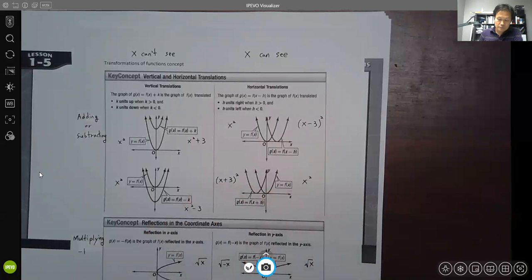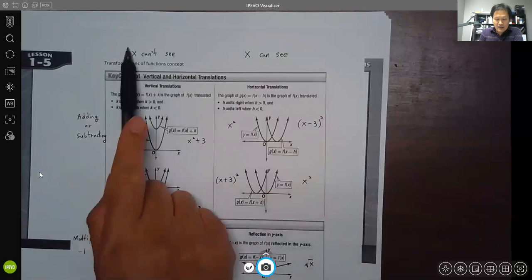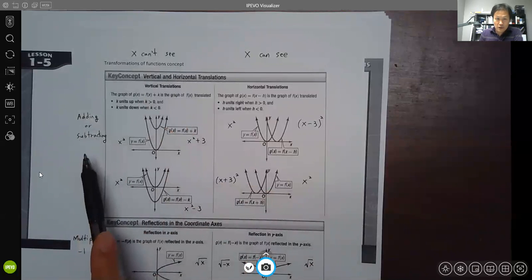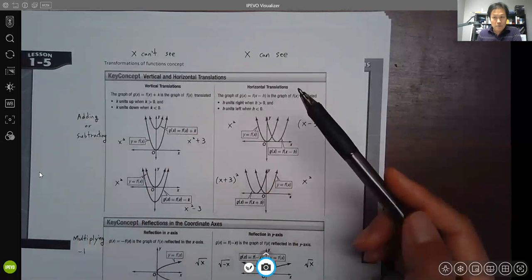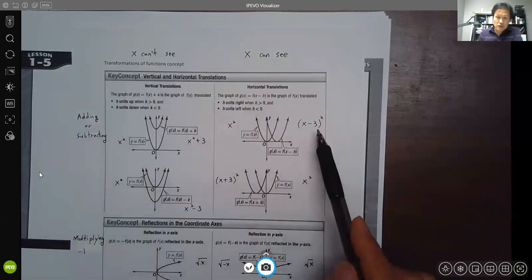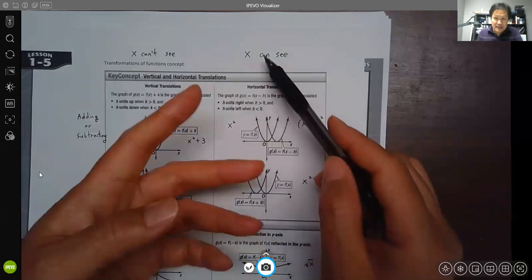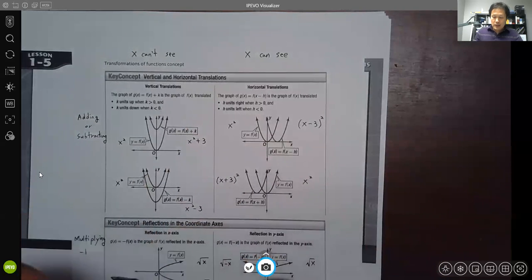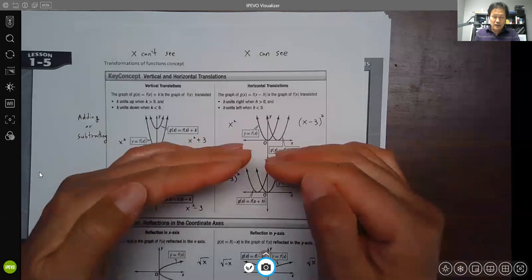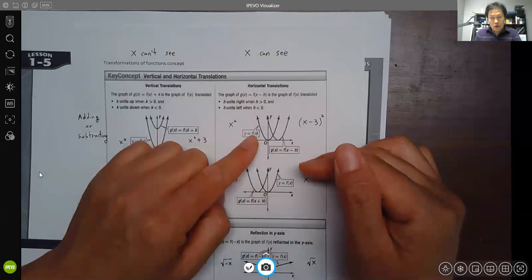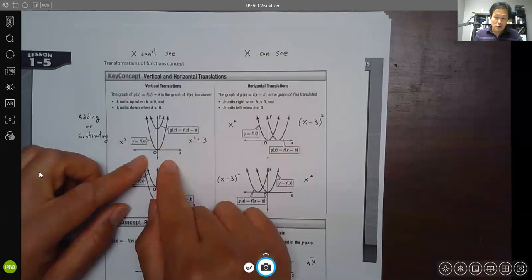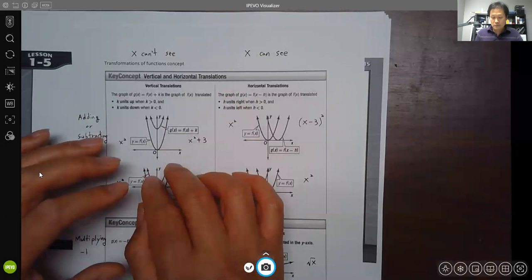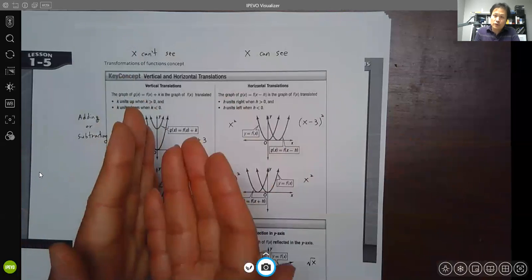How do you tell? I usually explain it in a way, it's all about x. If x can see the number added or subtracted, that's shifting in terms of x. If x can see it, it has something to do with x. Horizontal axis is the x-axis. So if x can see the number, it's either move to the right or move to the left. If x cannot see the number, it has nothing to do with x, meaning it has to do with the y-axis, moving up or down.